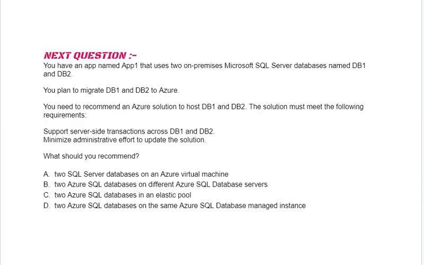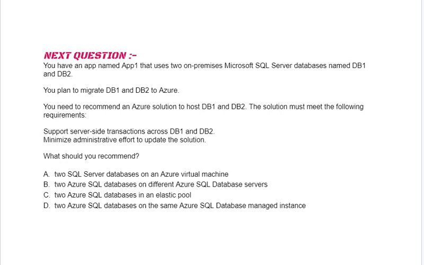Next question is, you have an app named App1 that uses two on-premises Microsoft SQL Server databases named DB1 and DB2. You plan to migrate DB1 and DB2 to Azure. You need to recommend an Azure solution to host DB1 and DB2. The solution must meet the following requirements: support server-side transactions across DB1 and DB2, minimize administrative effort to update the solution. What should you recommend?